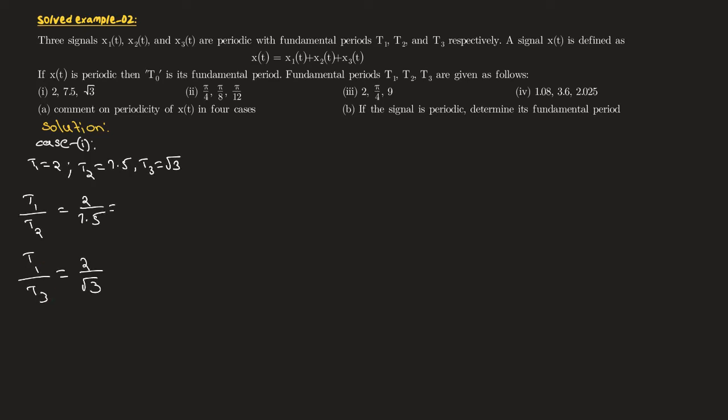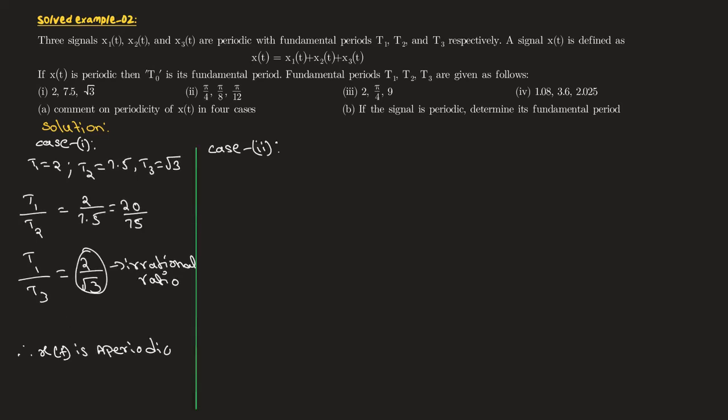2 by 7.5 is equal to 20 by 75. This ratio T1 by T2 is rational. If the numerator and denominator both are integer values, then such a ratio is rational. But in the second ratio, 2 by root 3 is an irrational number. Square roots of prime numbers are irrational: root 3, root 5, root 7, root 11, root 13, etc. are irrational. So the ratio T1 by T3 is irrational because of the presence of root 3. Therefore, the signal x of t is aperiodic.